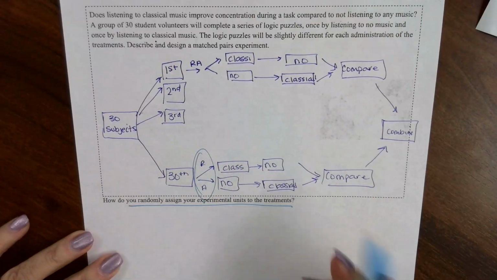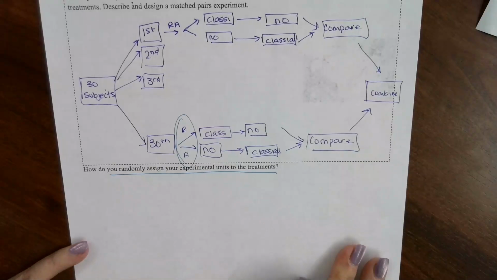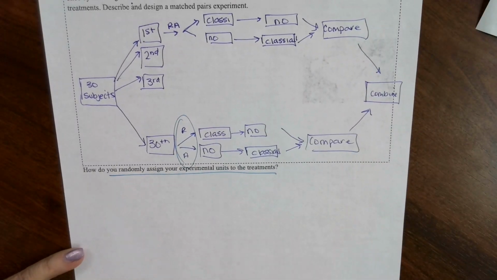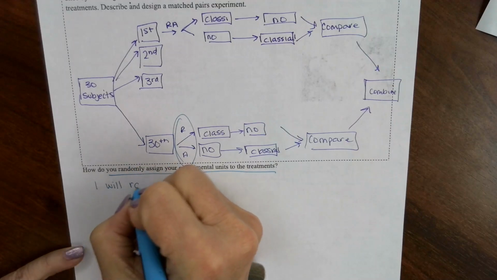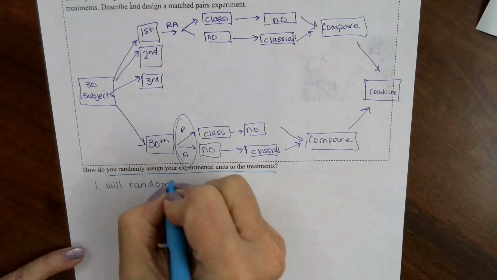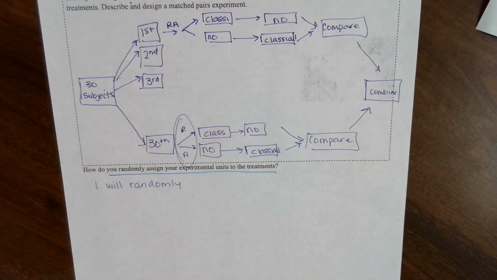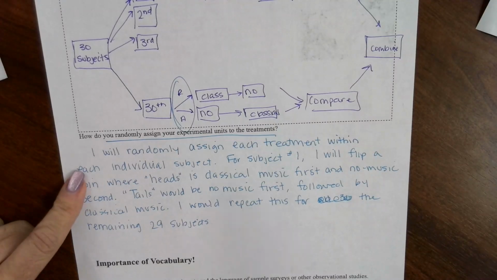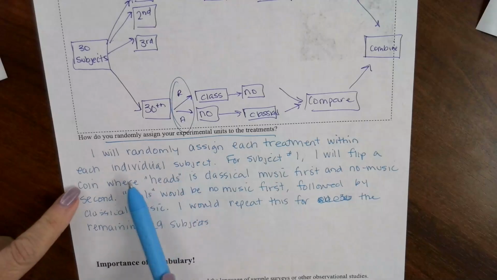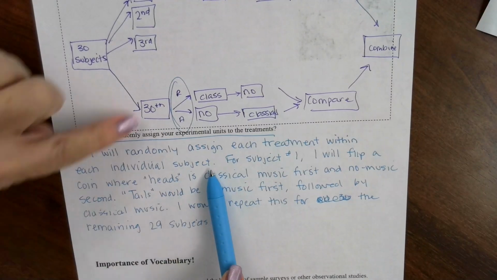So how do you randomly assign this? So what I would do on this is maybe I will randomly assign, actually, you know what? I'm going to write this out real quick to save time, and then pull it back up, and then you can pause the video. All right, so here's what I put together. I will randomly assign each treatment within each individual subject. That's what I show here in my diagram.